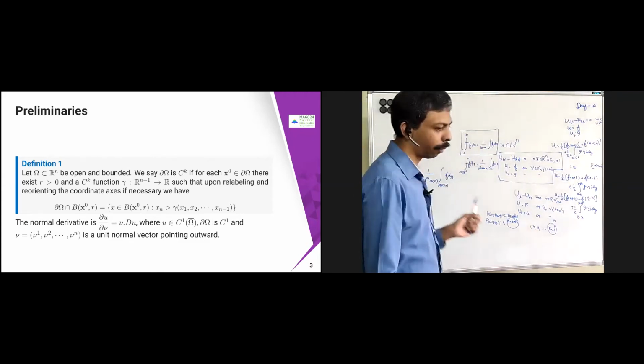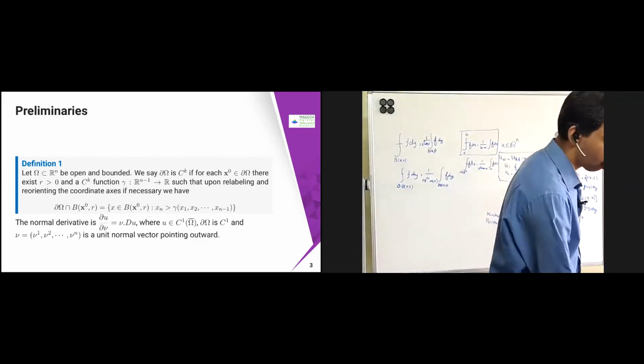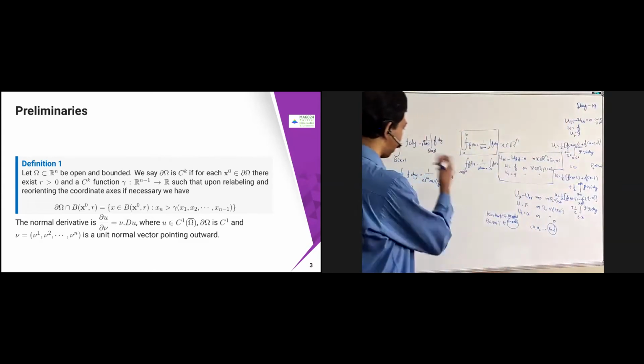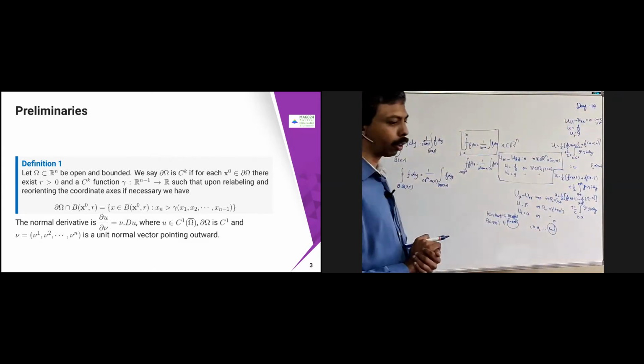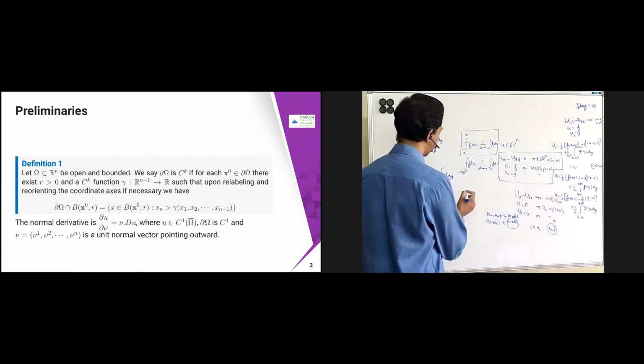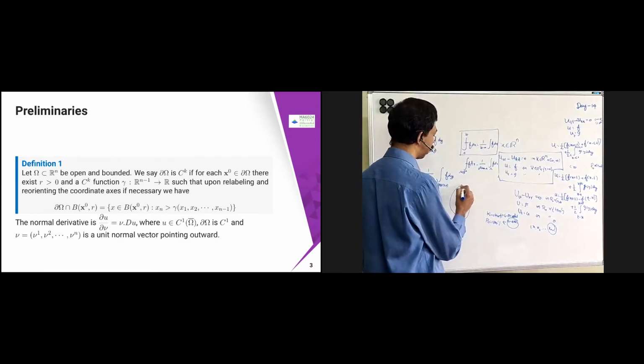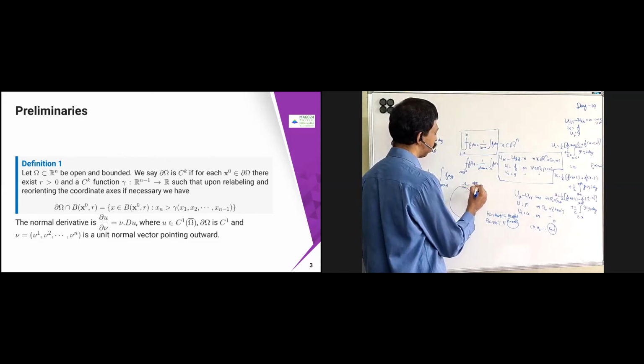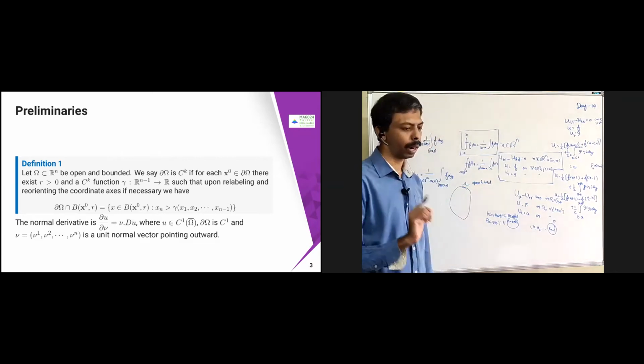What we have is omega, a subset of R power n. As I mentioned, I am going to take omega as an open and bounded subset of R power n.